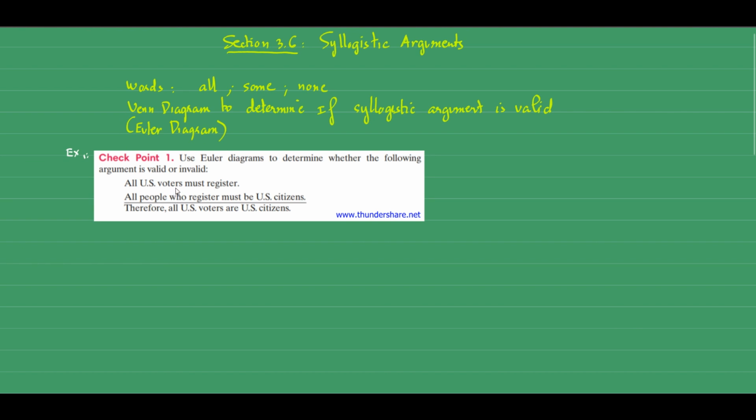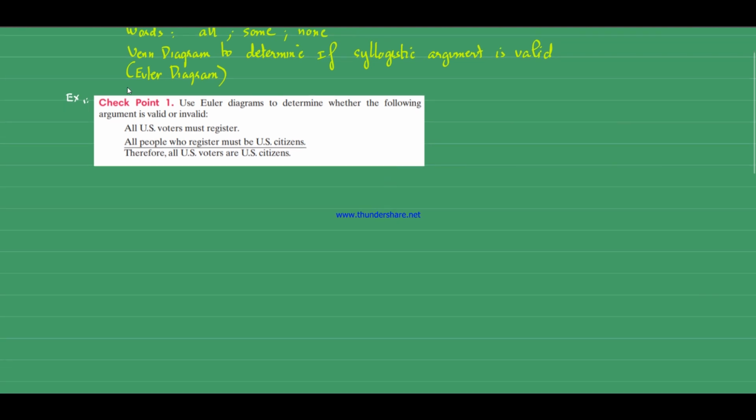Okay, so let's see if we can check if this one is valid or invalid. Let's read the first premise here. All U.S. voters must register. All people who register must be U.S. citizens. Let's draw the first circle for the first premise.